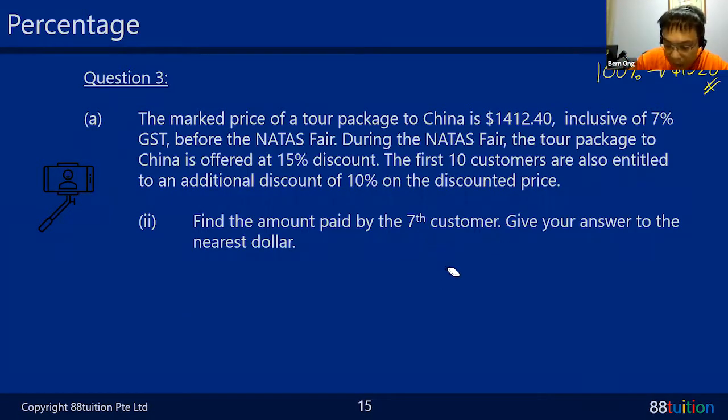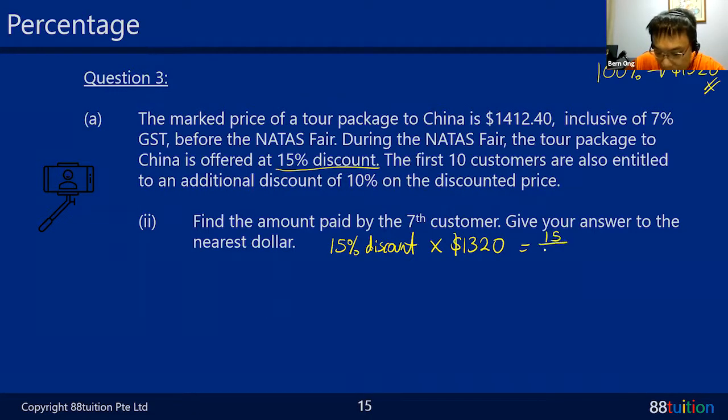So down here, what do I do first? You always look for the original price of the tour package first, which is at 100%, without any GST. So your 1,320 is the price without GST. Now you go to the Natas fair, which is like a fun fair or whatever fair. They will give you a 15% discount. So let's go and find the 15% discount first. The 15% discount is based on this 1,320, excluding the GST. So let's go and find out the discount first.